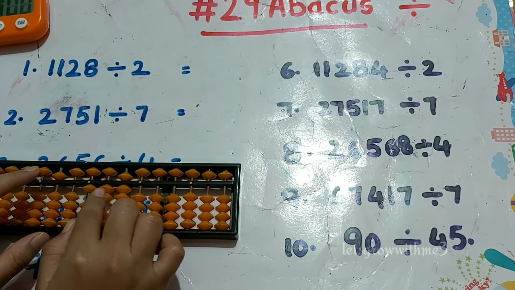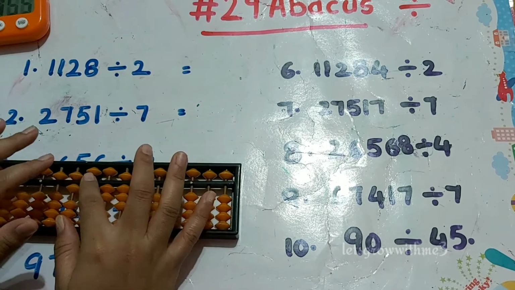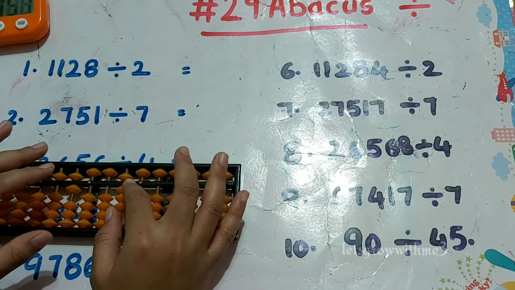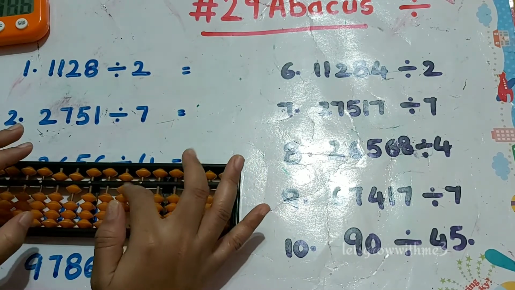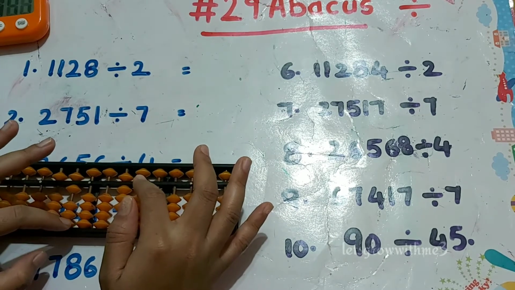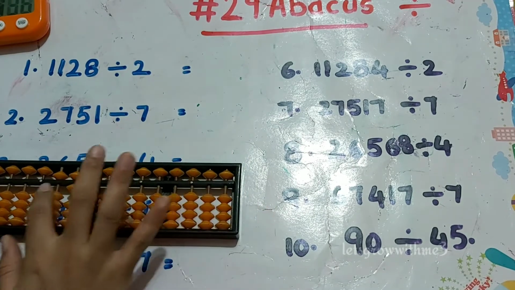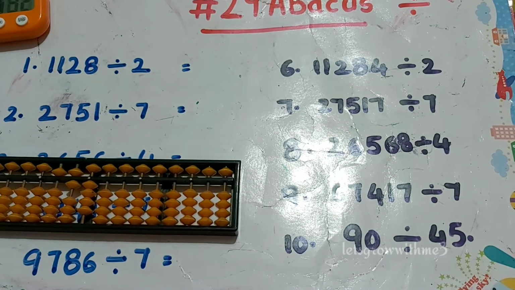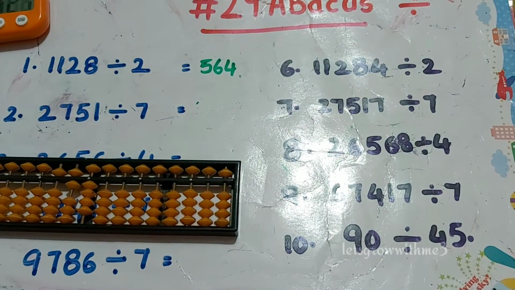My next dividend is 12, which is 2 6s are 12. So I have to subtract 12. Then my next dividend is 8, which is 4 2s are 8. So in the 1's place I'll keep 4, then I will subtract the 8. So that's it. Now our answer is 564.